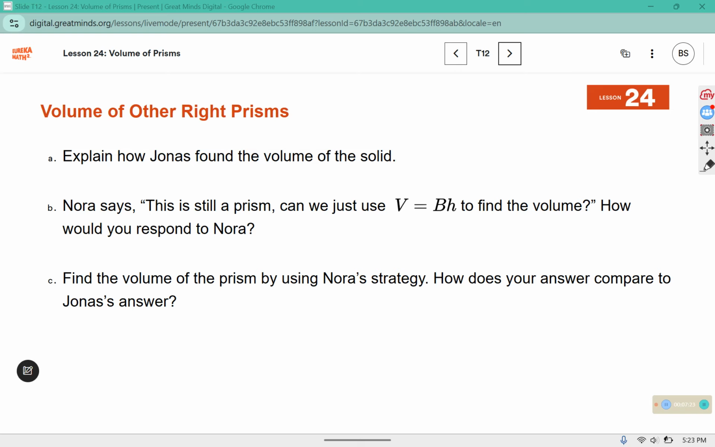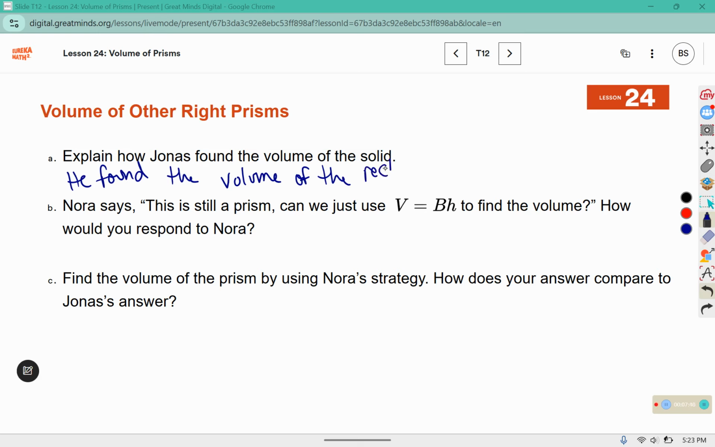Explain how Jonah found the volume of the solid. So he found the volume of the rectangular prism and triangular prism. Added them together.